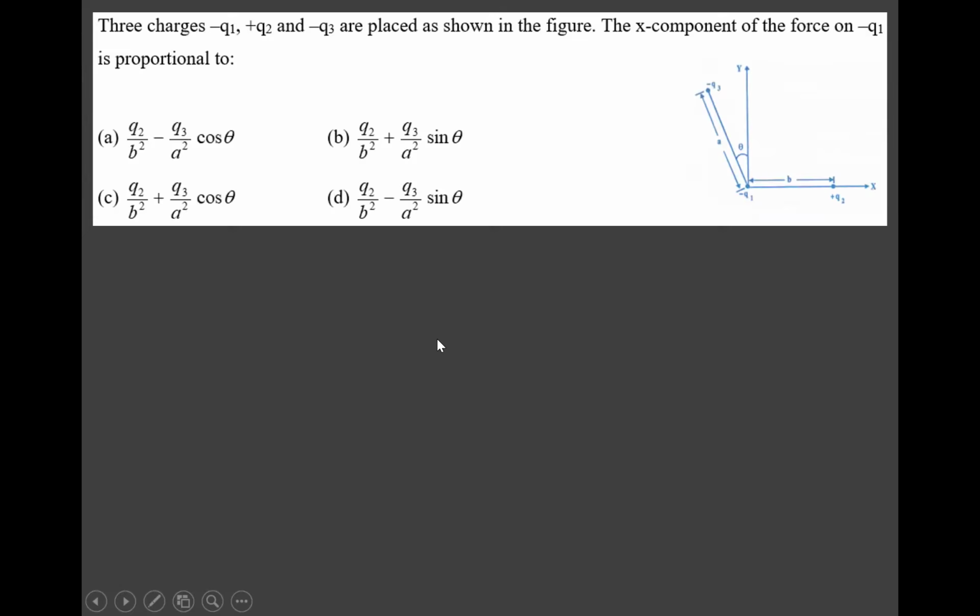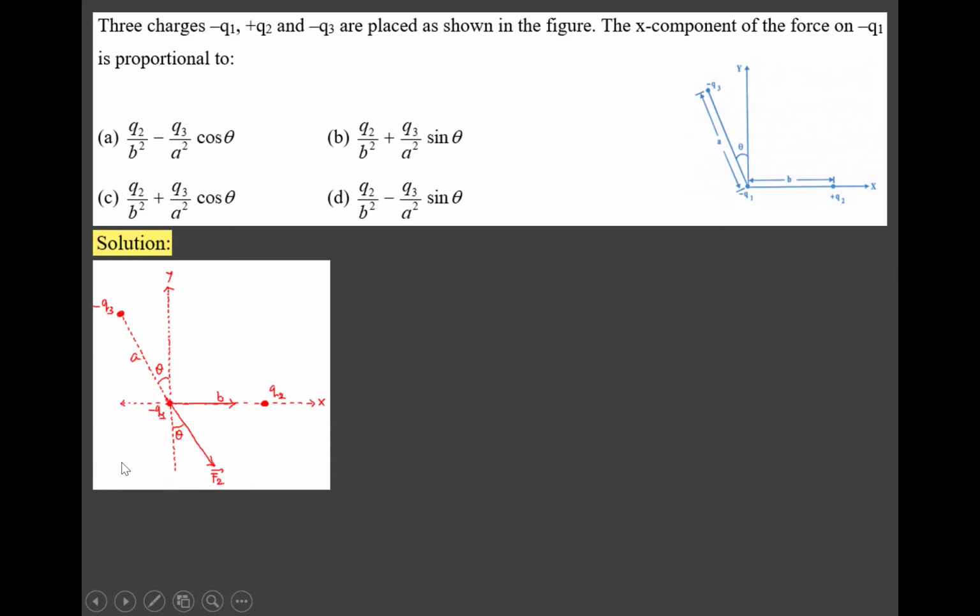Now see here, the arrangement of the charges that is given to you: minus Q1 is at the origin. Q2, that is positive charge, is on the x-axis at distance B. And minus Q3 is at distance A in the direction making an angle theta with positive y-axis in second quadrant. Clear? Now see here.